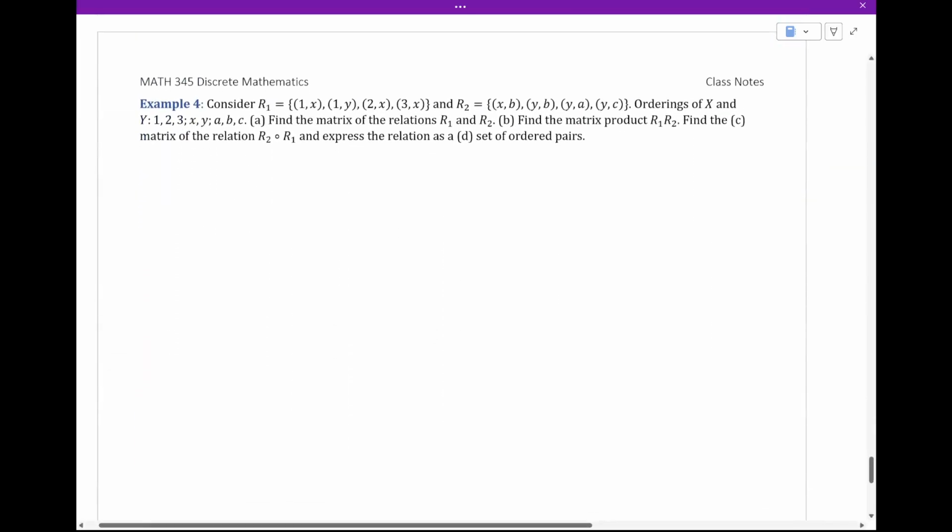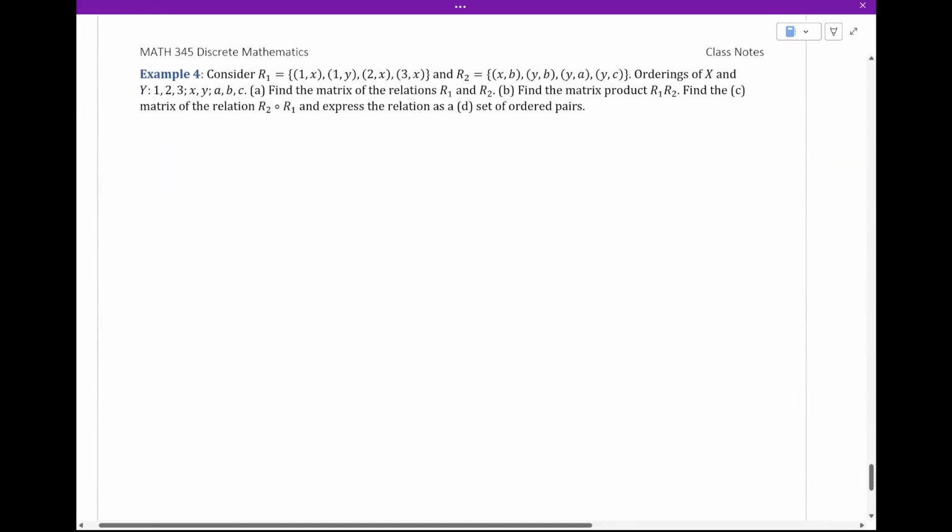Okay, let's move along to example 4. This is the last one for today. Consider R1, which is 1x, 1y, 2x, and 3x, and R2 is xb, yb, ya, yc. The orderings of x and y are 1, 2, 3, xy, and abc, so kind of what you would expect. Find the matrix of relations of R1 and R2. Find the matrix product, R1 times R2. Find the matrix of the relation R2 composed with R1, and express the relation as a set of ordered pairs. So we're doing a lot of the same things we did in the last one.